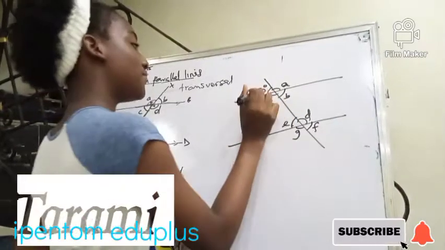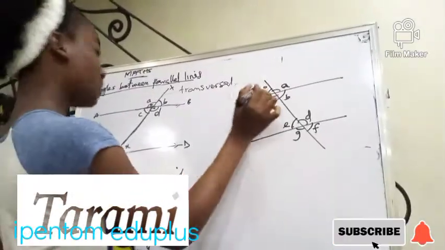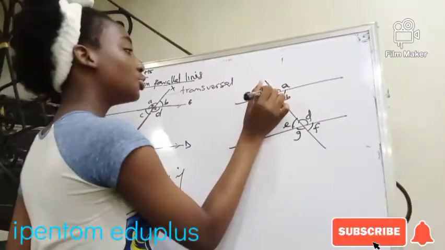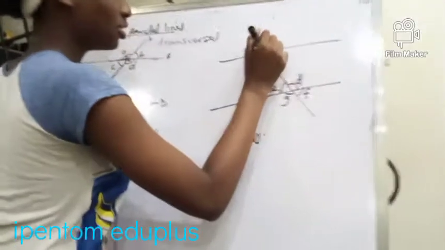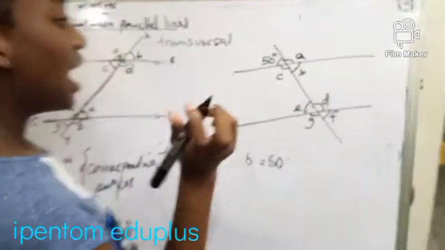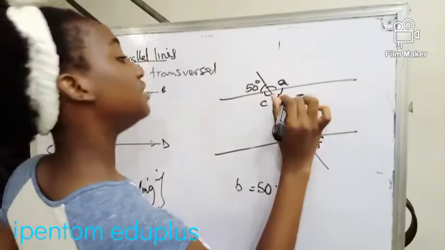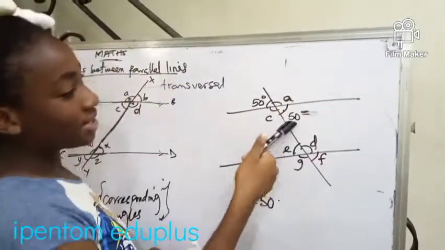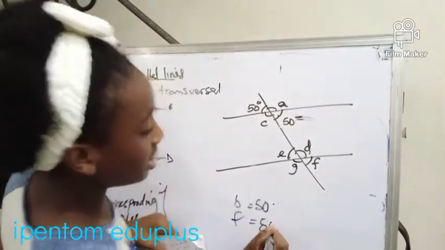So you only gave me degrees here. According to its alternate angle, I mean vertically opposite angle, B is going to be equal to 50 degrees because this is equal to this. And if B is 50, that means this will be 50 degrees. So if B is 50 degrees, that means F too will be 50 degrees.